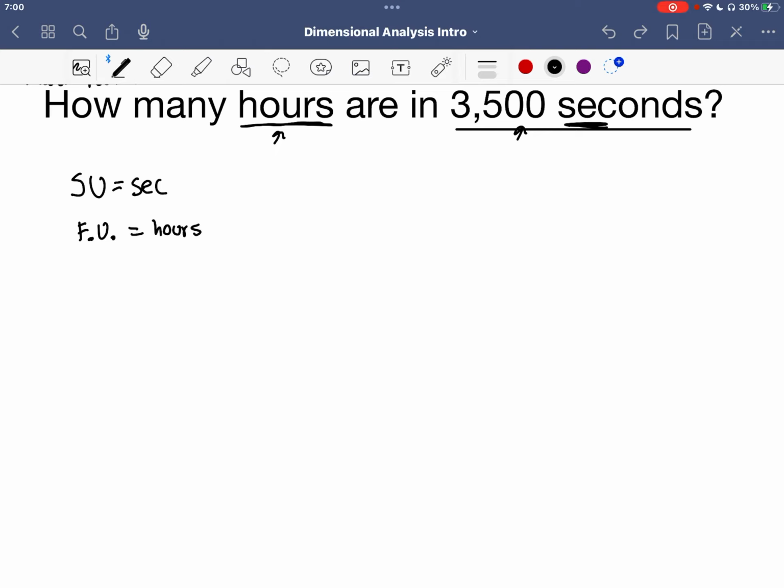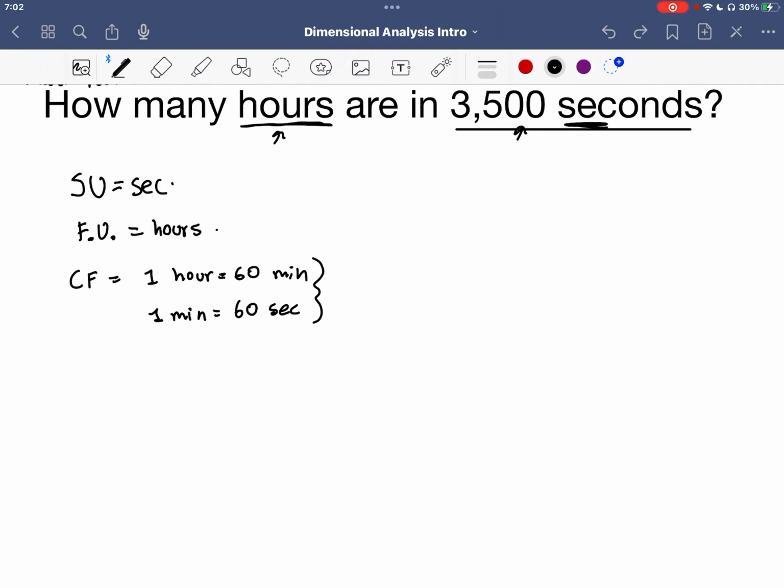I don't know off the top of my head how many seconds there are in 1 hour. However, I do have some conversion factors I can use to relate these two ideas. In 1 hour, I know there's 60 minutes. And then I also know in 1 minute, I have 60 seconds. So I can do that same process, just multiplying by multiple conversion factors.